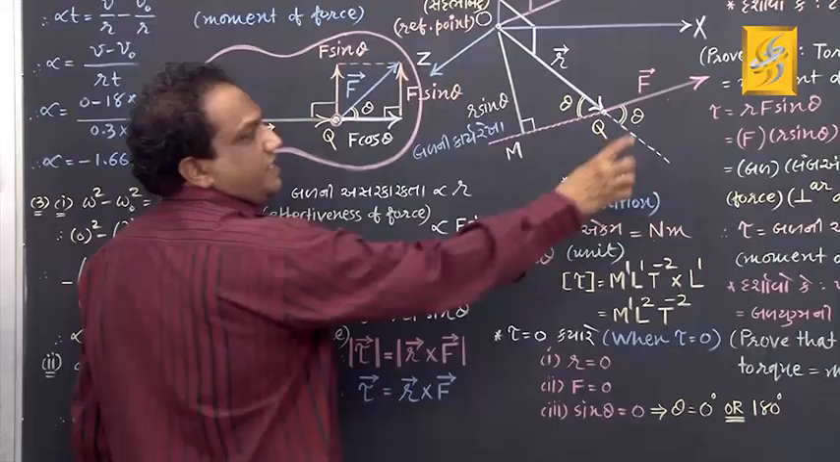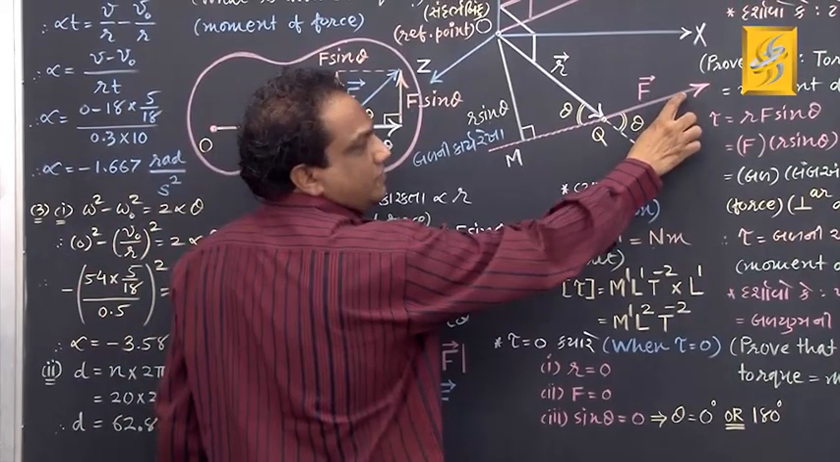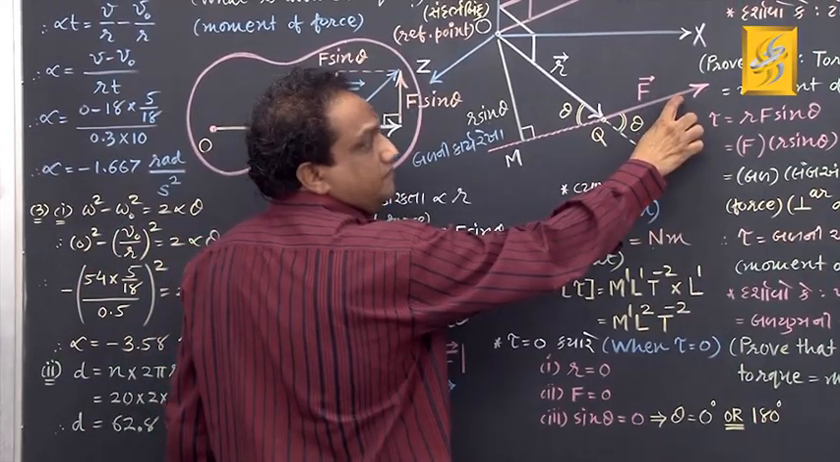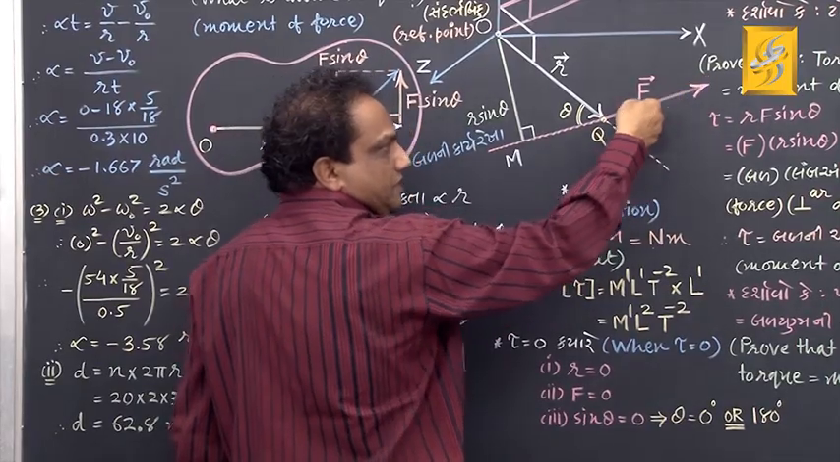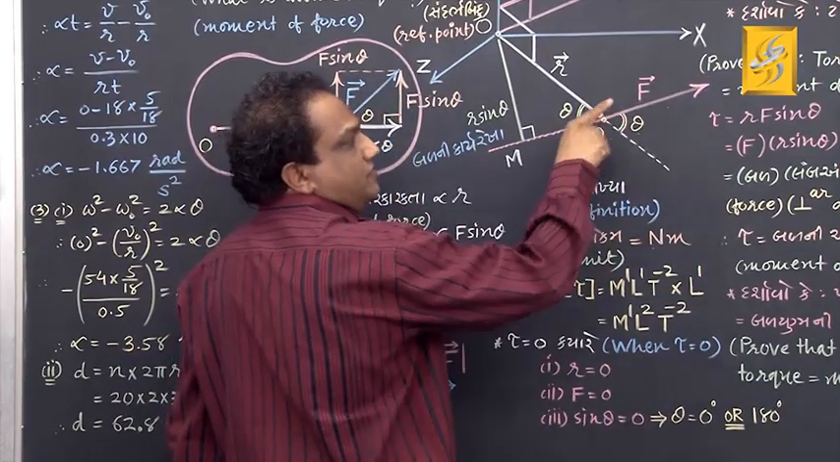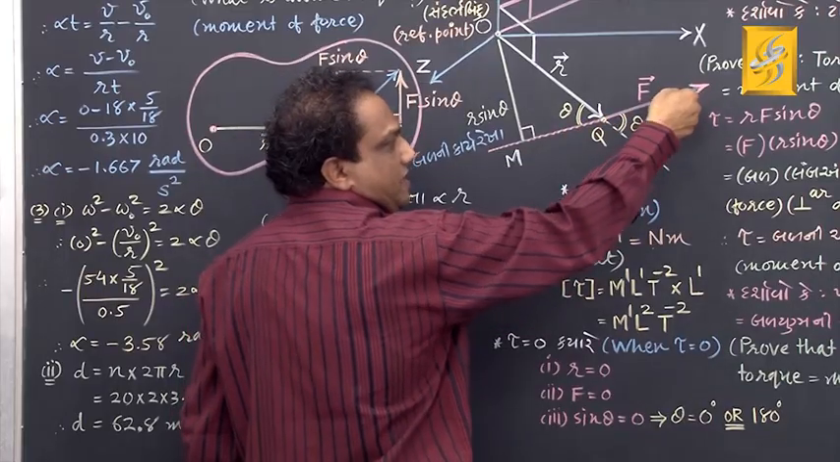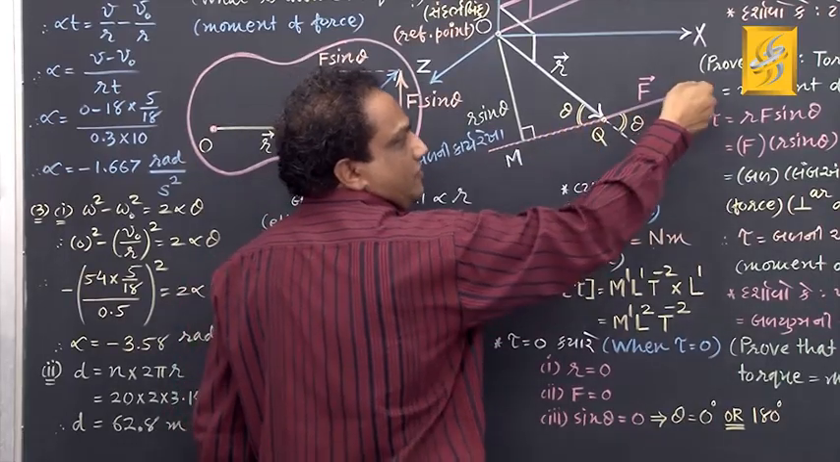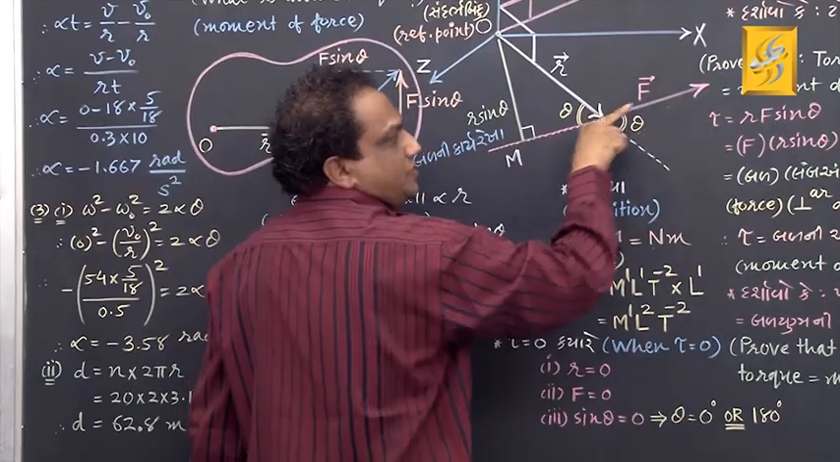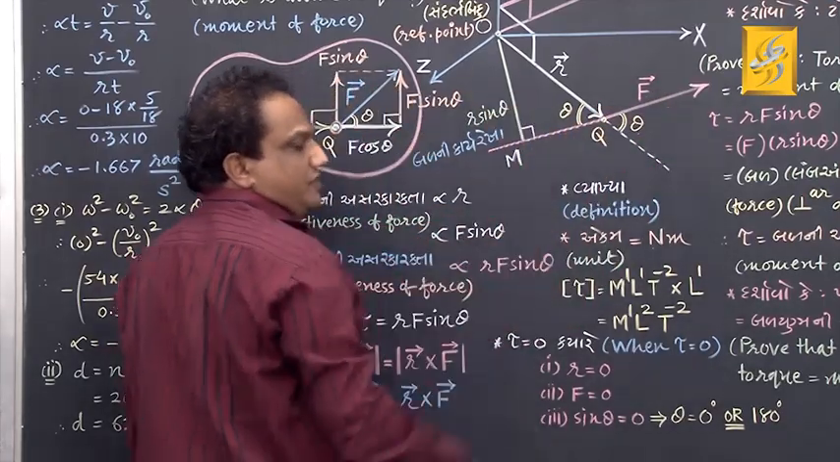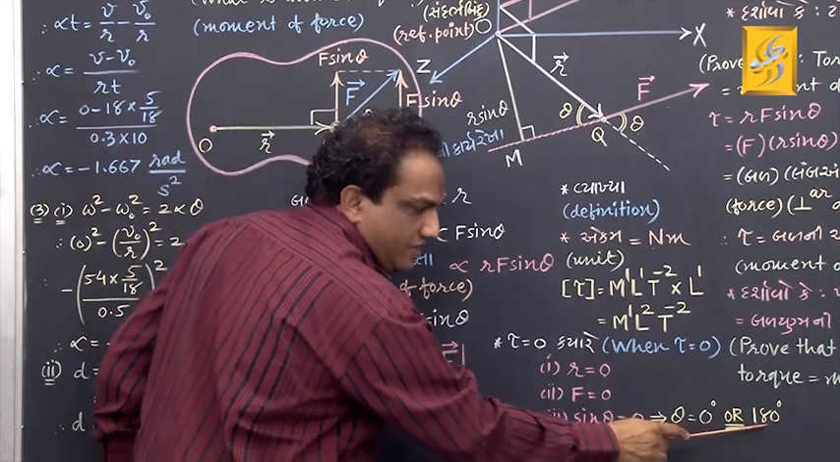And suppose you are selecting a reference point over here. Then with respect to this reference point, what is the position vector of this particle? It will be this way, correct? And vector f is this way. This is vector r, this is vector f. Vector r and vector f are in opposite directions, so the angle between them will be 180 degrees.